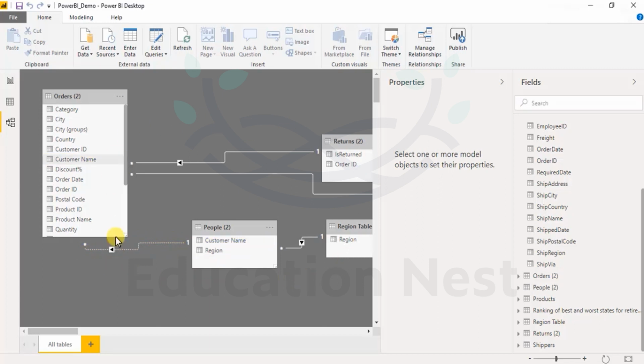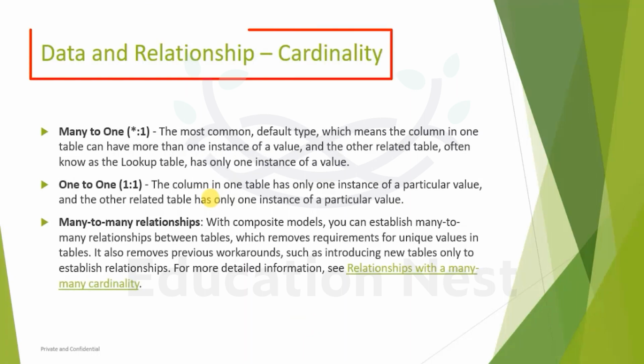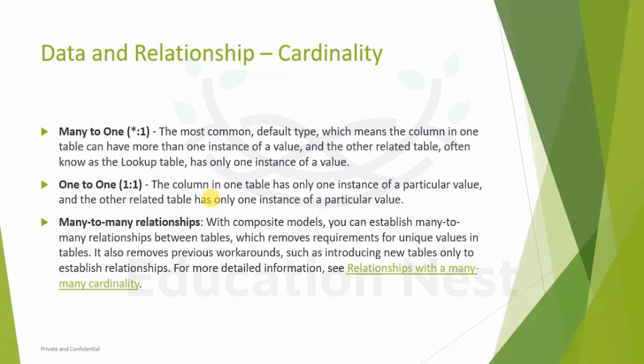So this is all about relationships that we saw today. Now let's have a look at the rest of the things. Data and relationship. This is known as cardinality. When you see star 1, star and star together, what happens?